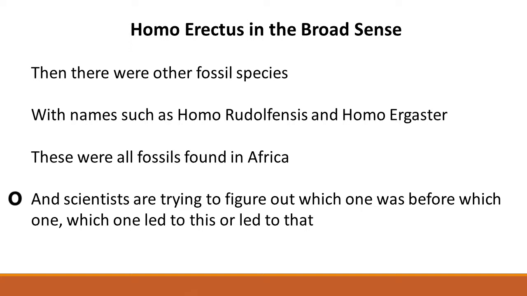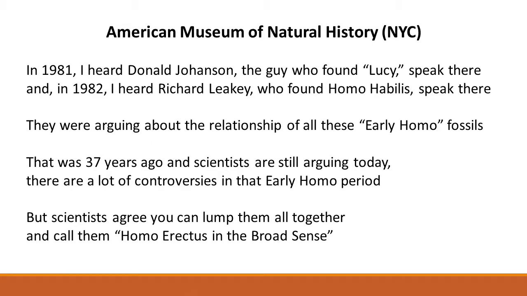And scientists are trying to figure out which one was before which one and which one led to this or led to that. I can tell you just a quick story. In 1981, the American Museum of Natural History in New York City had Donald Johanson. He was the guy who found Lucy. And he spoke, and then the next year they had Richard Leakey, who's also a famous fossil finder. He found the Homo habilis. And they were arguing about the relationship of all of these early homos. That was 37 years ago, and they're still arguing. In other words, there's a lot of controversies in that early human period.